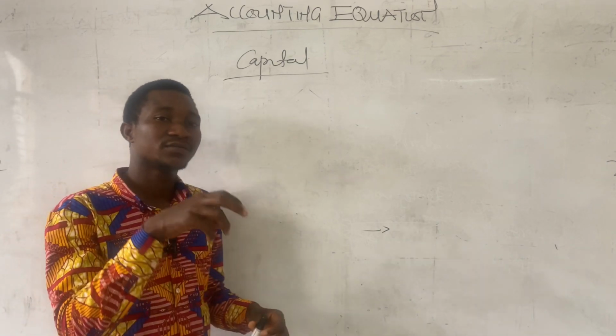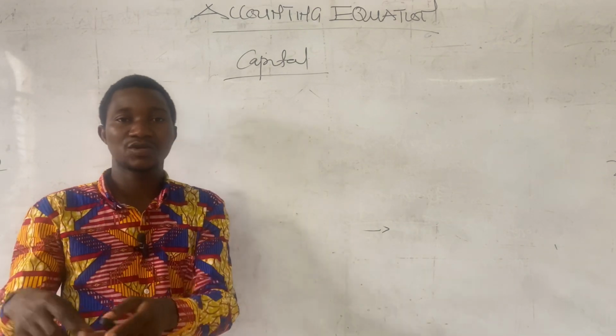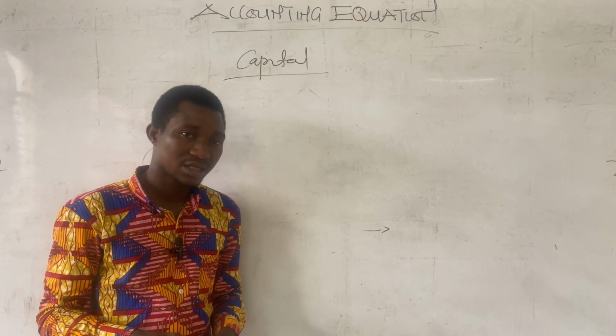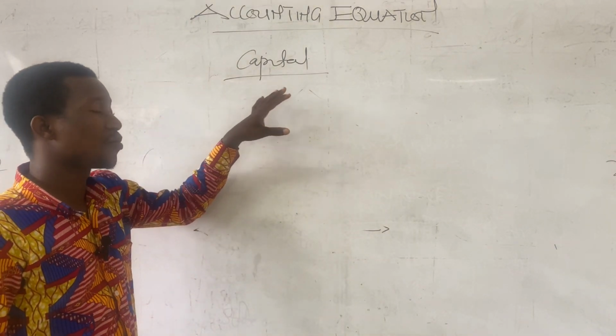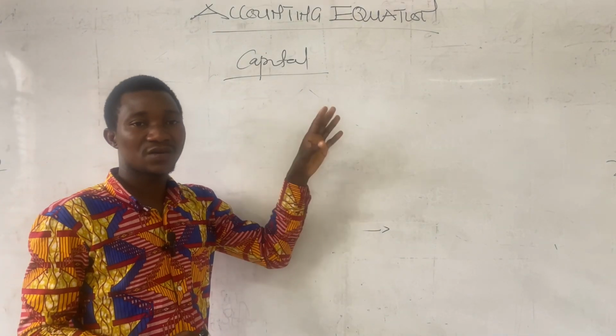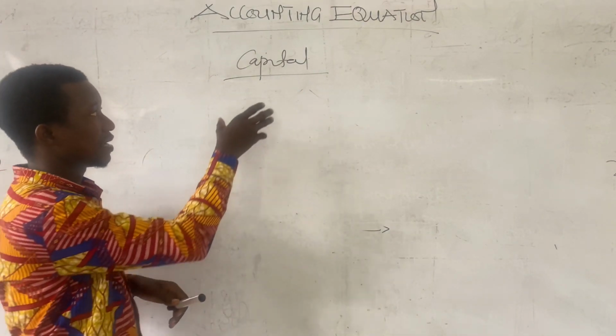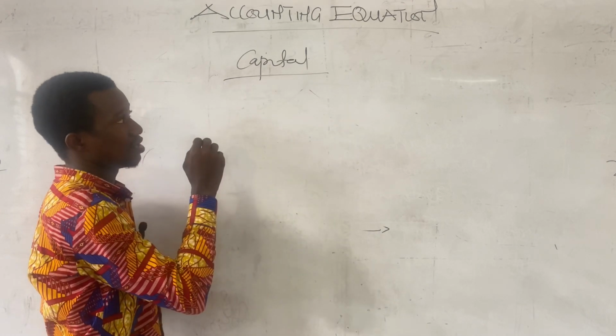So any amount of money that is supplied into the business by the owners is what we call capital. But with the preparation, or with the calculation, of the accounting equation, there are certain adjustments that can be made on capital. Is that okay?